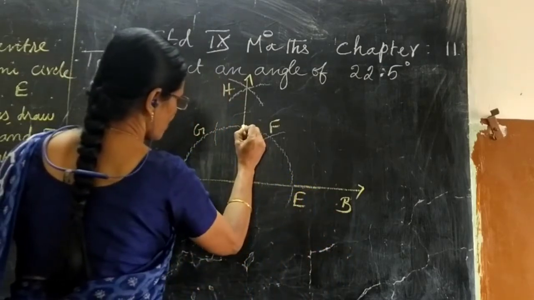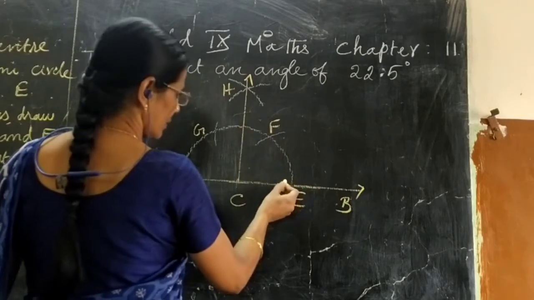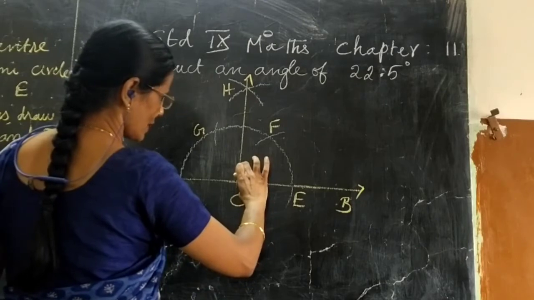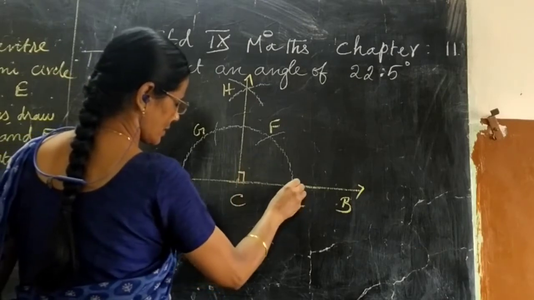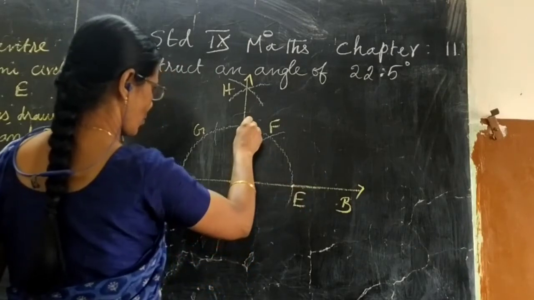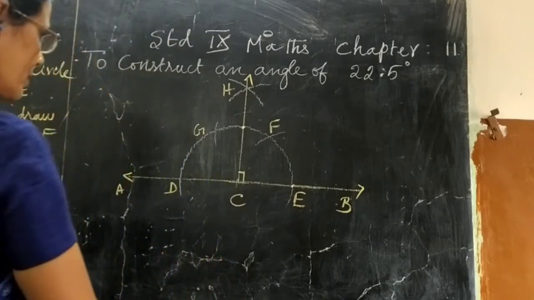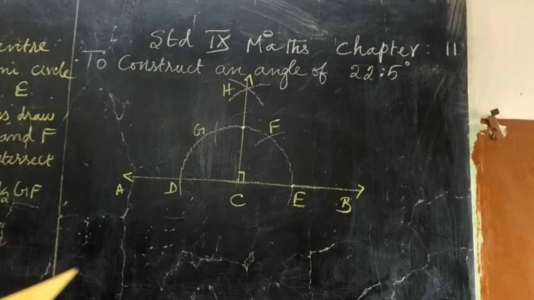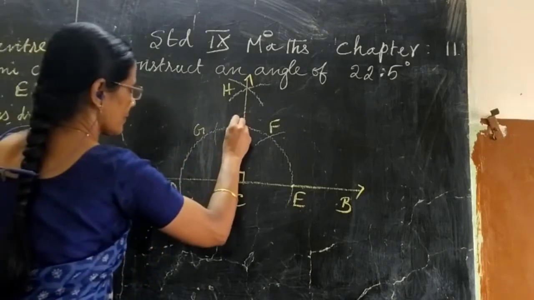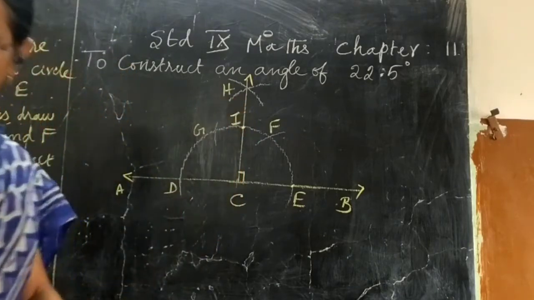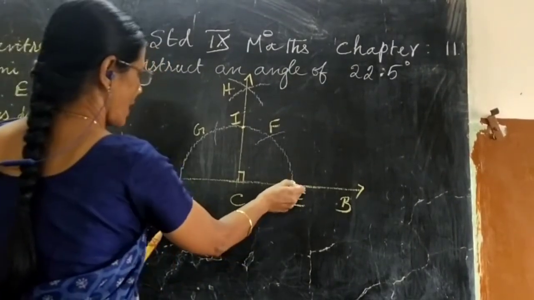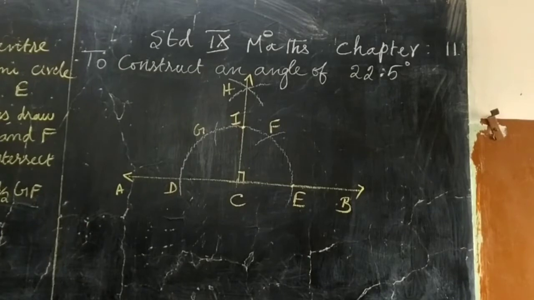And we are going to bisect angle 90 degree. This is 90 degree. This is going to be bisected. So centers are this point and this point. Let us take this point as I. We are going to bisect angle ECI, which is 90 degree.